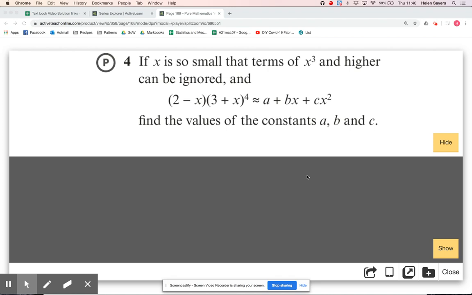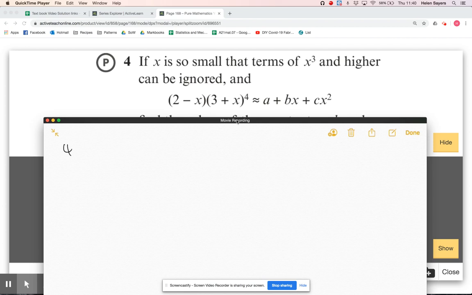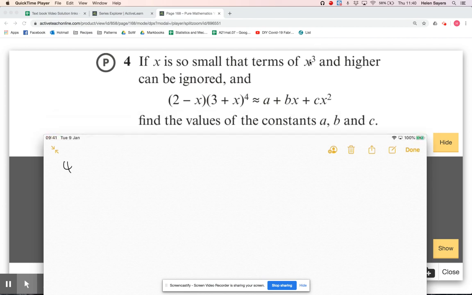Okay, we're looking at the first year core textbook, mixed exercise 8, and we're on question 4. This is actually quite similar to question 3 if you've done that one. Okay, so they're saying that if x is small, we can ignore x cubed and higher. So when I expand these brackets out, this is where my binomial expansion is going to come in.